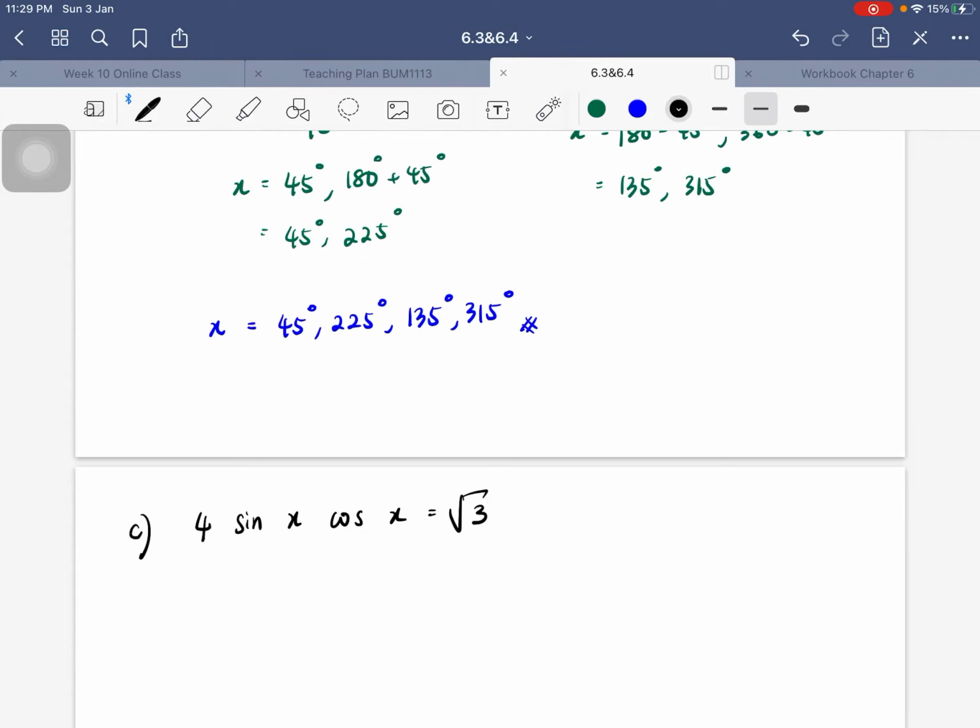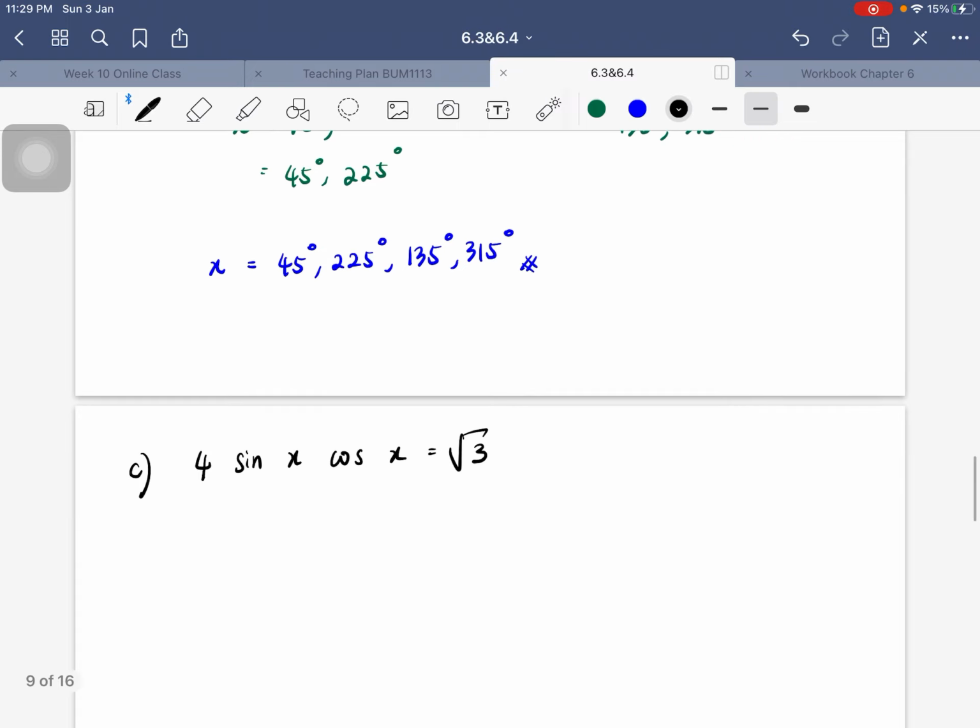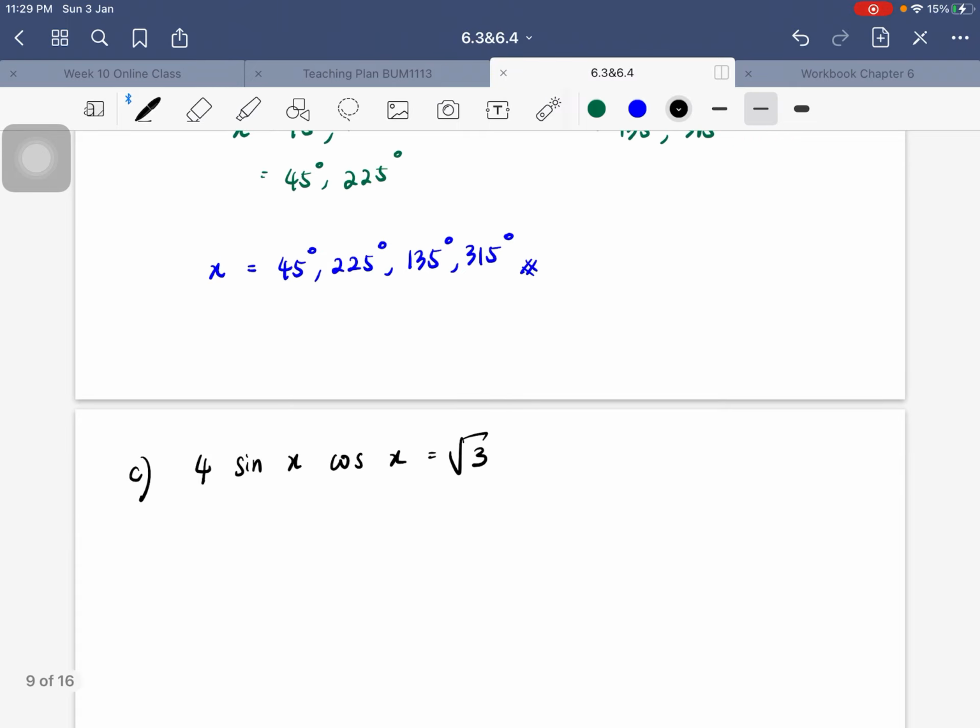Okay, for the next example, for this particular problem, I have 4 sine x cos x is equal to square root of 3. So we're going to use the same trick as before. Whatever constants are not related, I'm going to move to the right hand side of the equation. So I'm going to rewrite this equation as sine x cos x is going to equal square root 3 over 4. So that's going to be my equation.